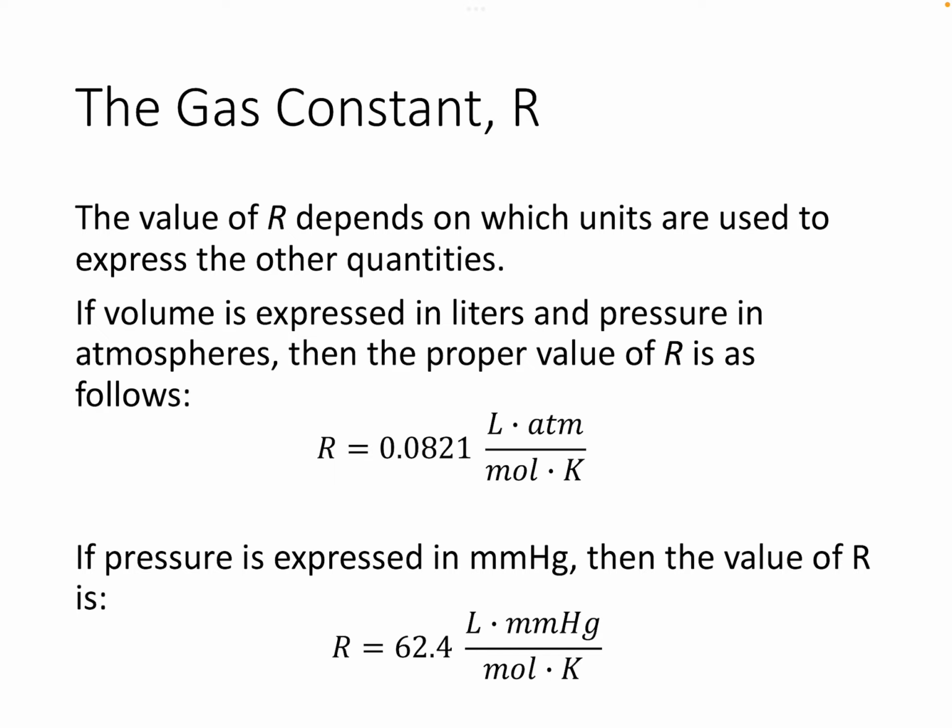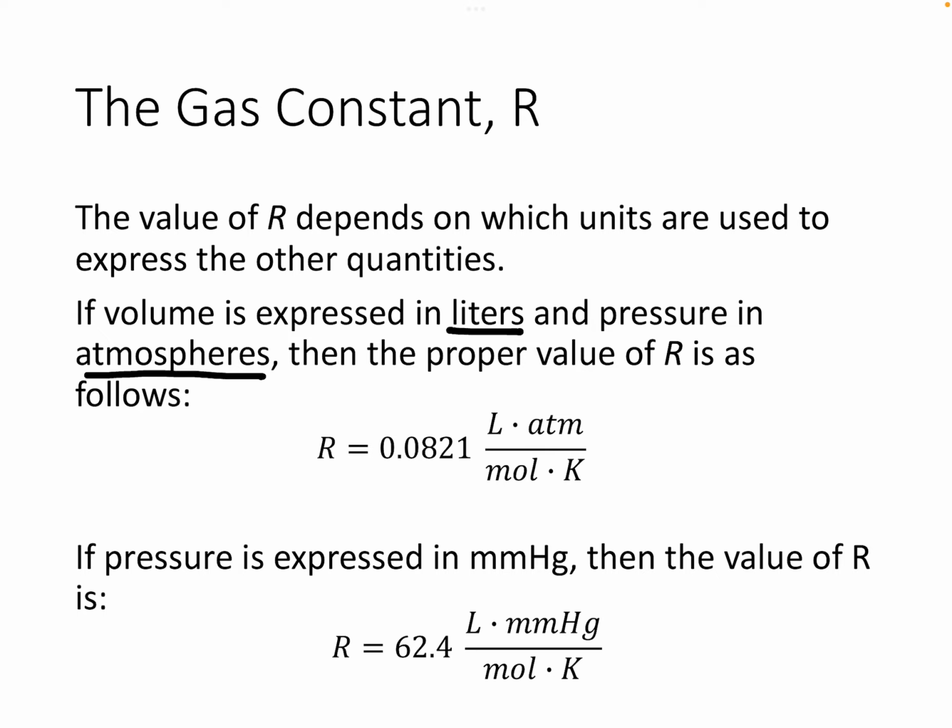R is going to depend on which units we're using. Now, typically, we use liters and atmospheres for volume and pressure, respectively. So when that's the case, R is going to equal 0.0821. And then the units, there's a lot of units, so bear with me. We have liters times atmospheres in the numerator. And then in the denominator, we have moles times Kelvin.